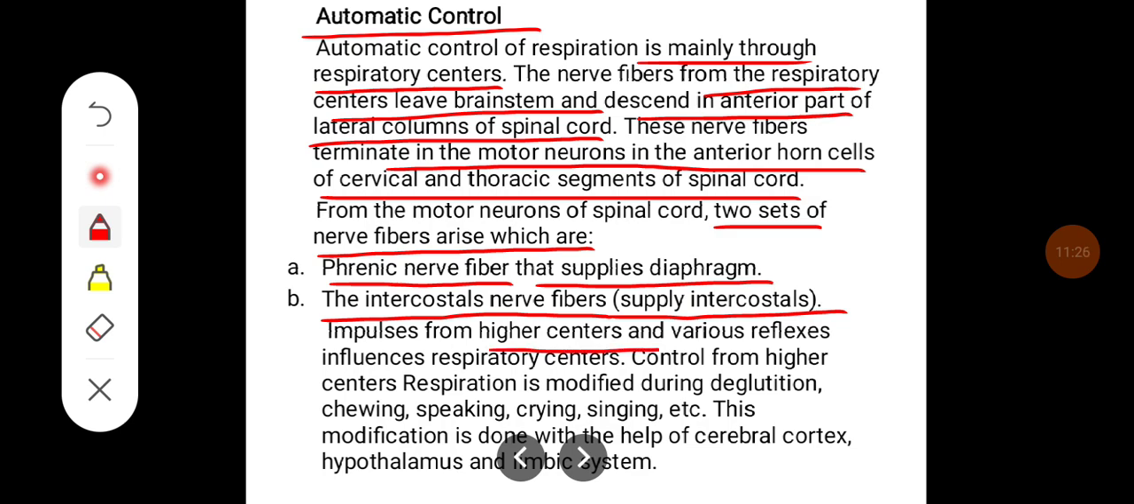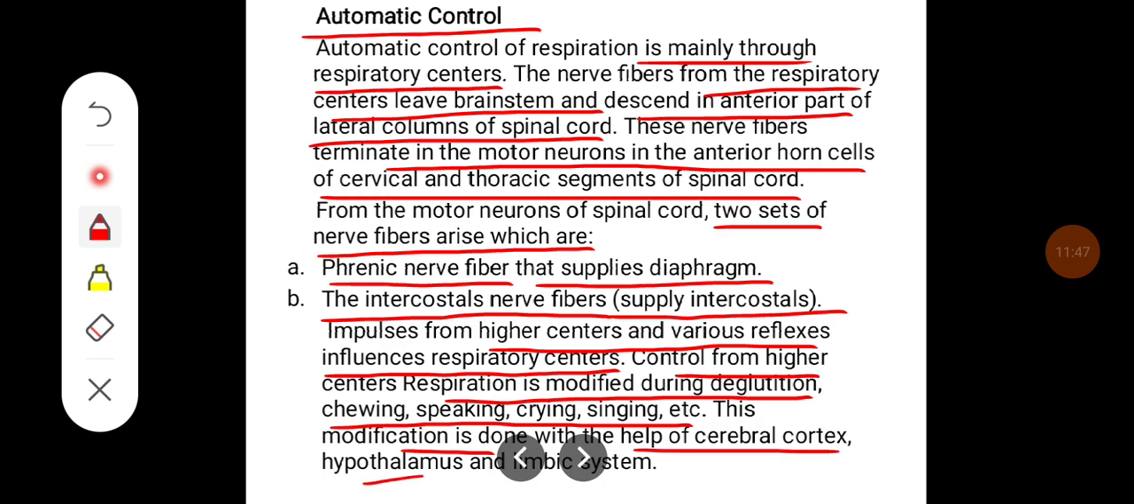Impulses from higher centers and various reflexes influence the respiratory centers. Control from higher centers: respiration is modified during deglutition, chewing, speaking, crying, and singing. This modification is done with the help of the cerebral cortex, hypothalamus, and limbic system.